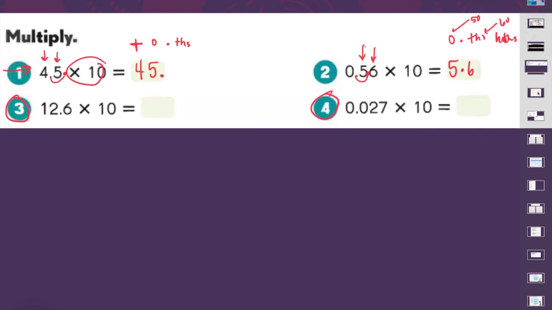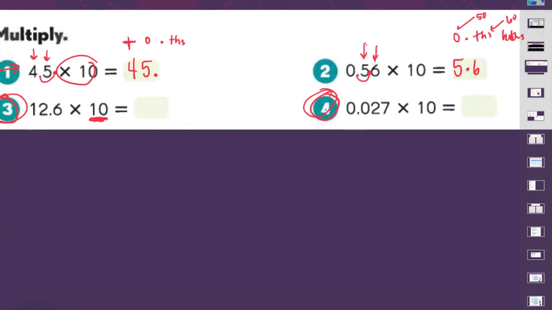Why don't you look at number 3 and 4 and then check back to see if your thinking matches mine. 12 and 6 tenths times 10, and 27 thousandths times 10. Again, remembering that when you're multiplying by 10, the value of each digit increases 10 times.